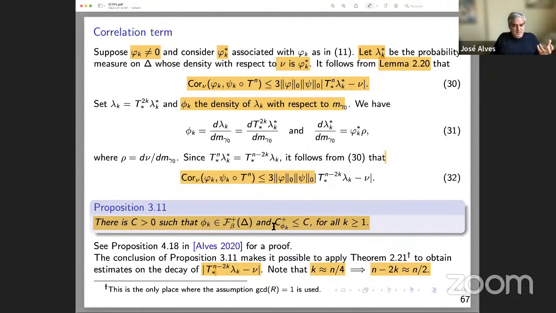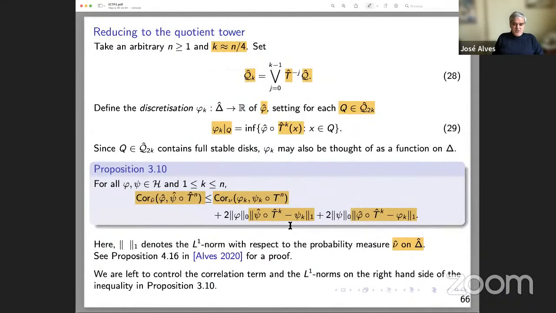The problem could be the constants with which we bound this total variation here. The constants could depend on k. That would be a big problem, but they do not depend. So that's the message, because we have this uniform bound. These are the constants associated to the functions in this space, okay, that is the notation I used. And so this is the way we control the correlation term in this proposition.